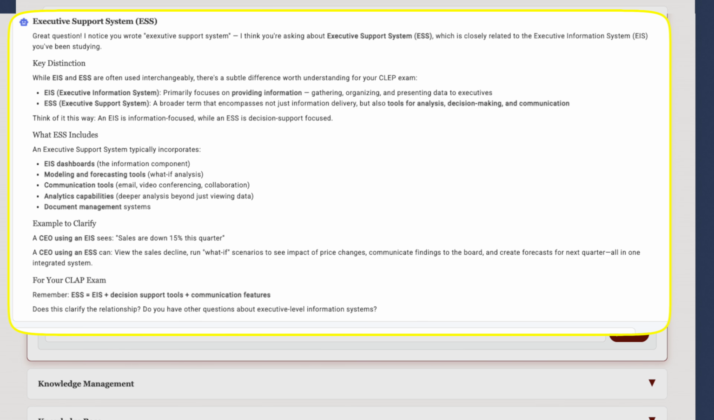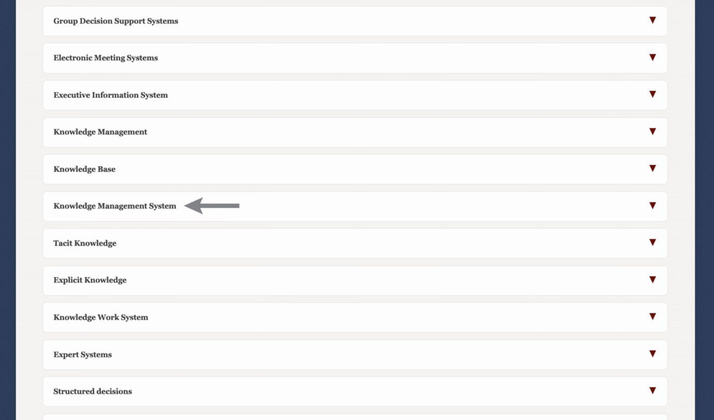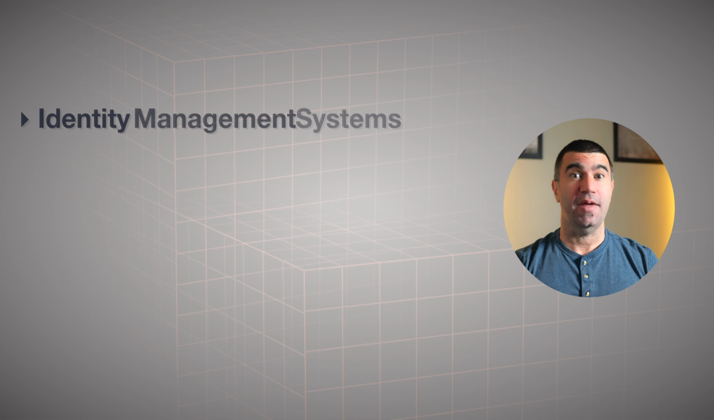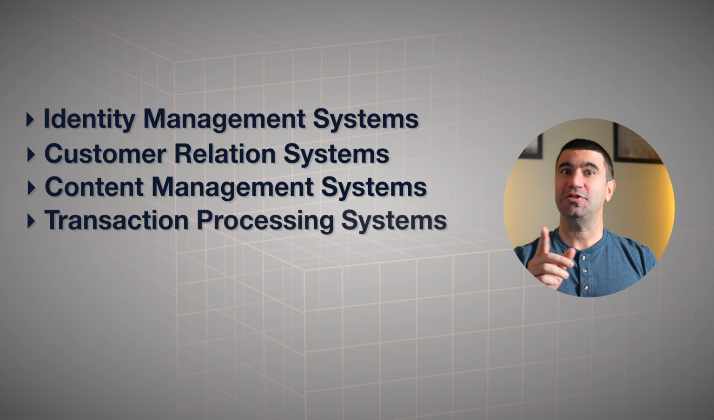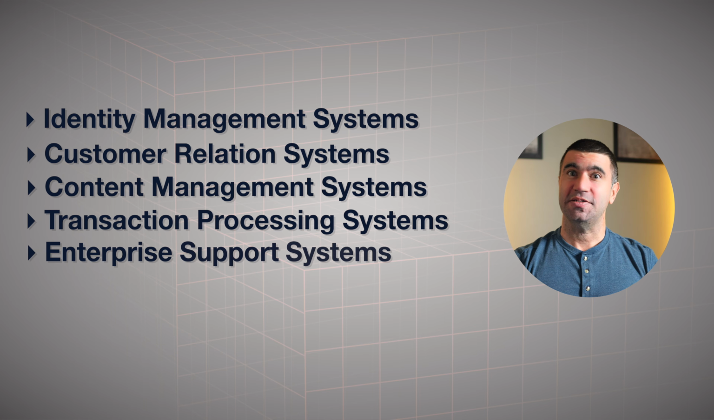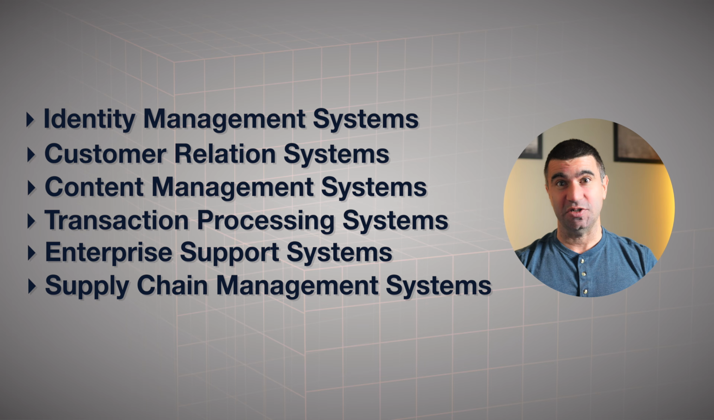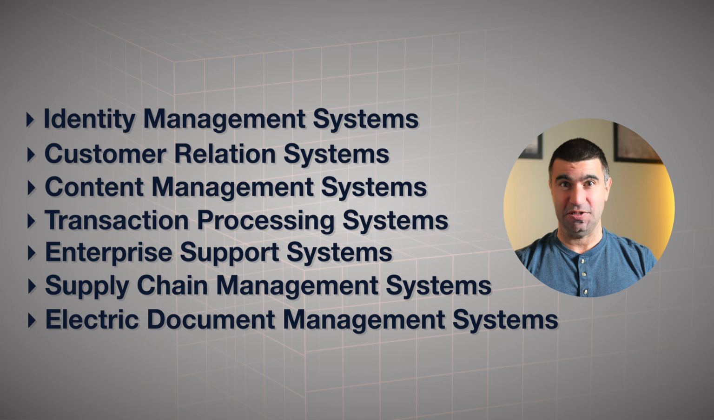Executive support systems, what they do, who uses them. Knowledge management systems, what's the difference between tacit and explicit knowledge and how they're used. Decision support systems, identity management systems, customer relation systems, content management systems, transaction processing systems, enterprise support systems, supply chain management systems, and electronic document management systems. Know your systems.